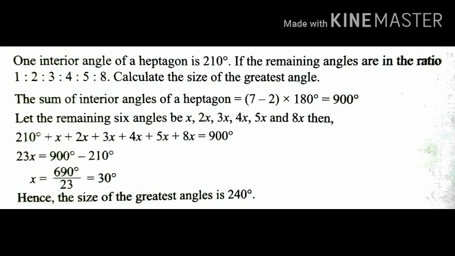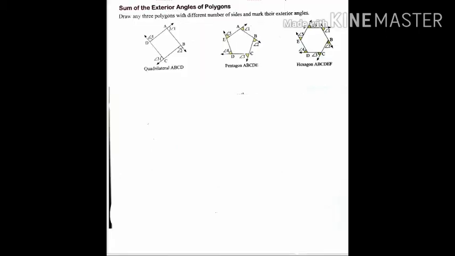When you add all the angles, you will get the answer. If you add all the 7 angles, that is the sum of interior angles given in your question, which is 900. So when you add all the x values, that gives you 23x is equal to 900. After dividing, you will get each angle as 30 degrees, and by applying the value you will find the greatest angle. Next is the sum of the exterior angles of polygons.